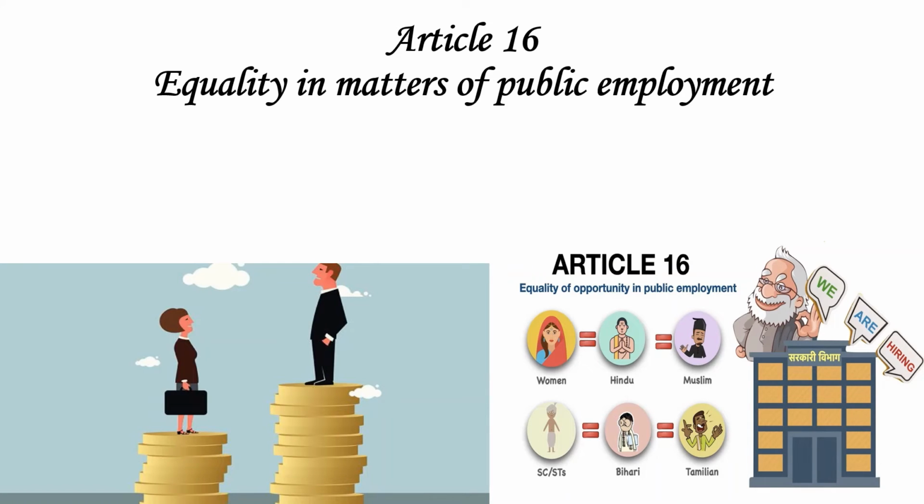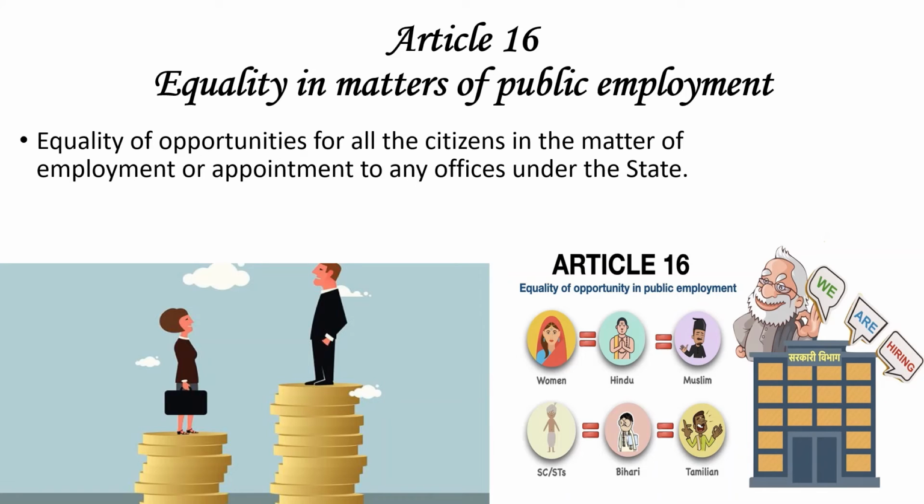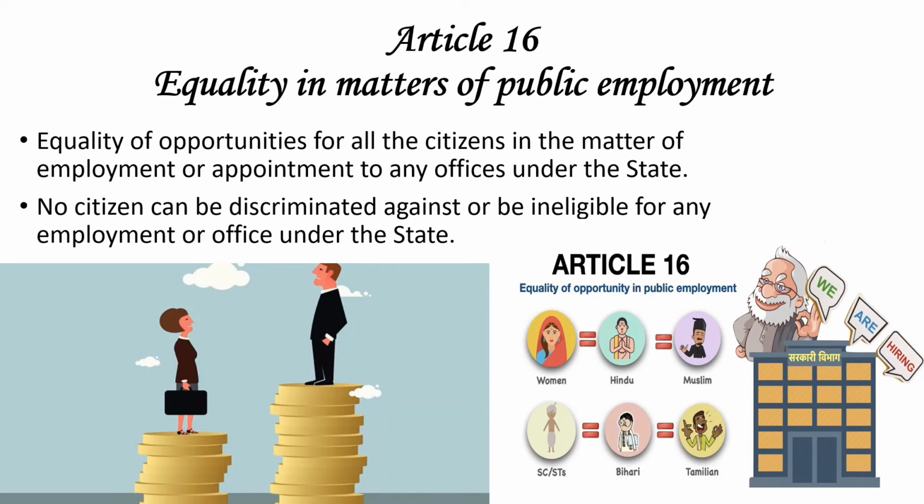Next is Article 16, that is equality of opportunity in public employment. Article 16 provides for the equality of opportunity for all citizens in matters of employment or appointment to any office under the state. No citizen can be discriminated against or be ineligible for any employment or office under the state on grounds of only religion, caste, sex, race, descent, place of birth, or residence.